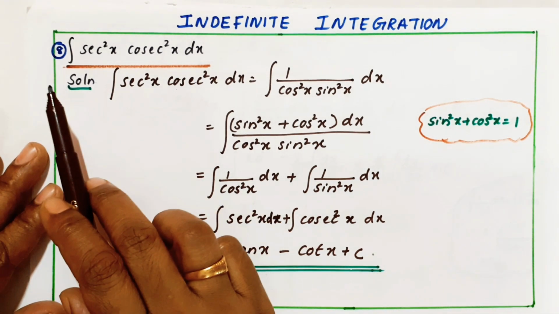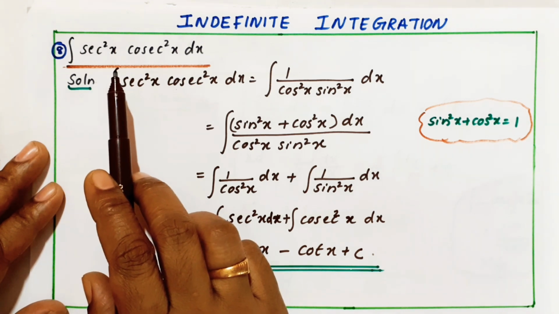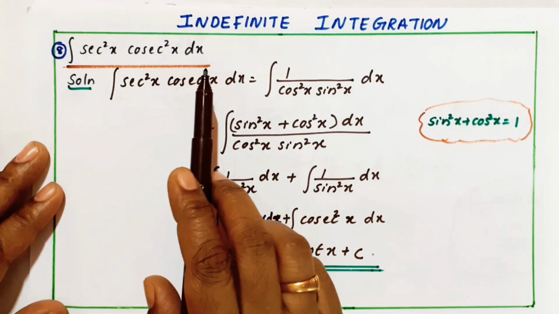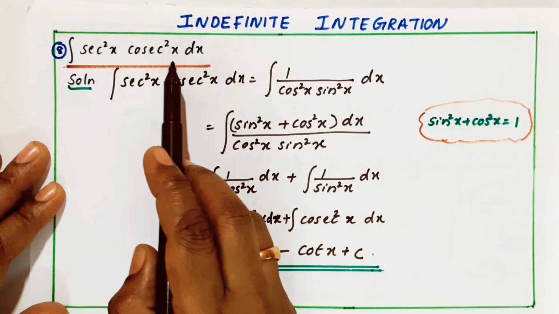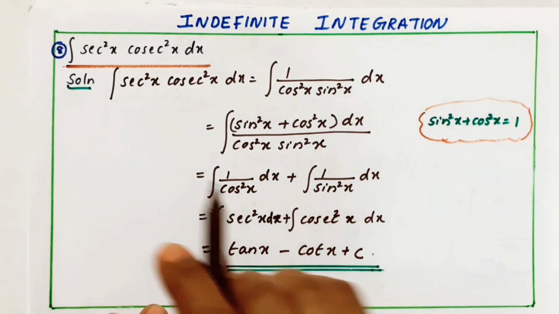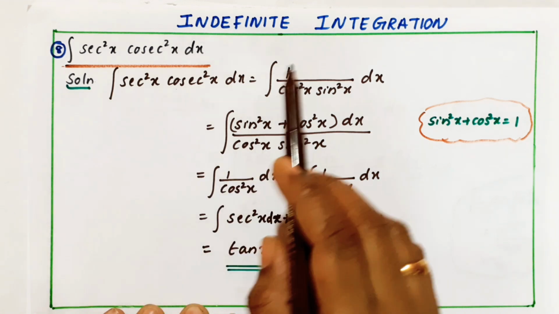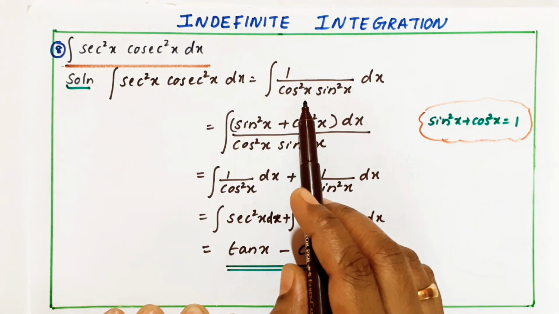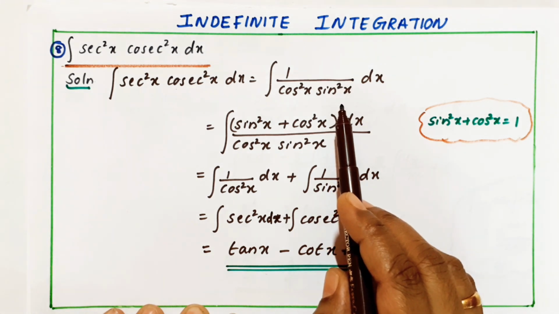So this is question number 8. Integral of sec square x cosec square x dx. How can we do this question? I am going to change this sec square x as 1 by cos square x. Cosec square x I can write as 1 by sin square x.